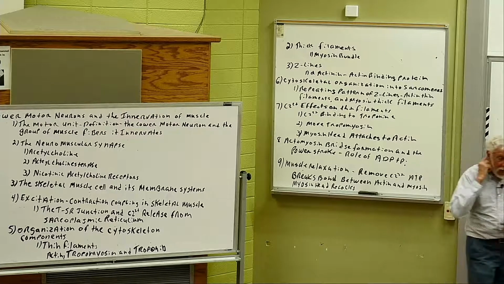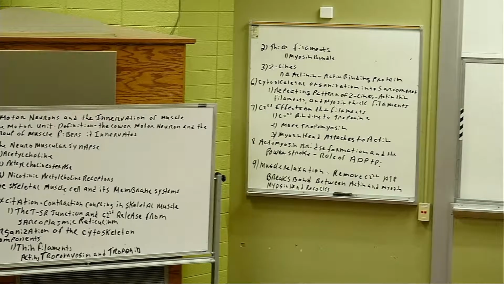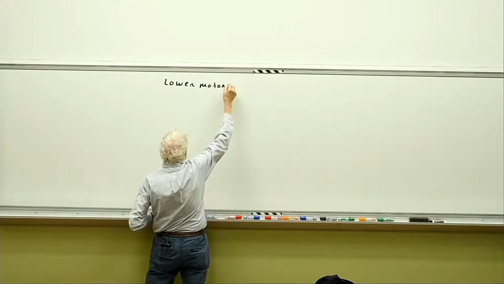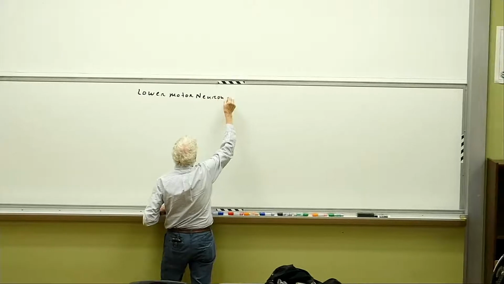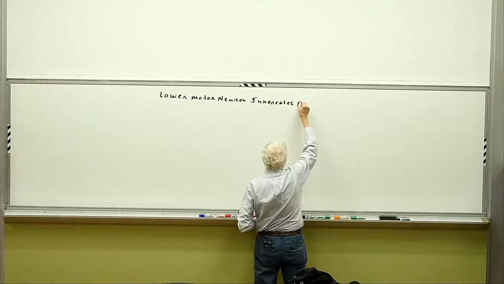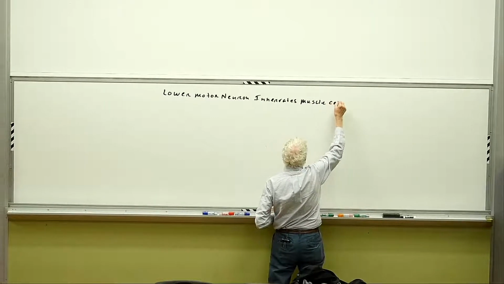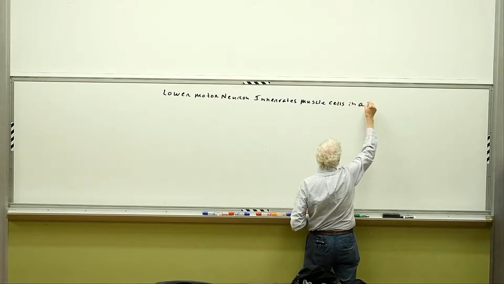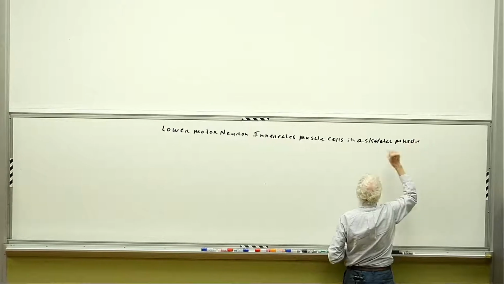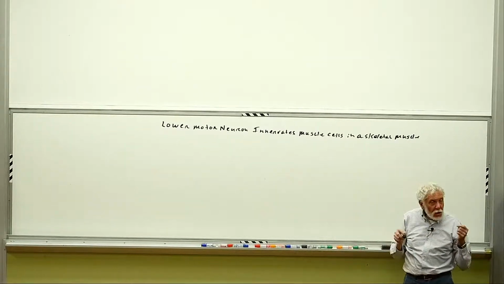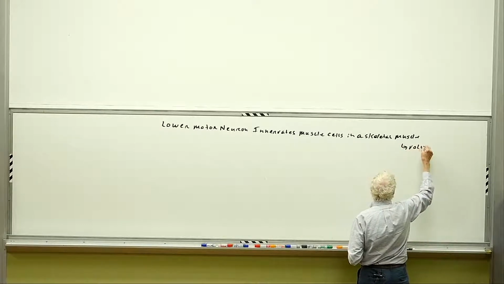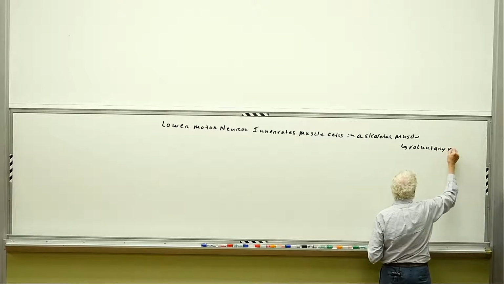So let's start here with the idea of the lower motor neuron. And we'll say that the lower motor neuron innervates muscle cells in a skeletal muscle. Now, when we talk about skeletal muscle, what we mean are the muscles that are attached to the skeleton. And we'll often refer to the skeletal muscle as voluntary muscle.